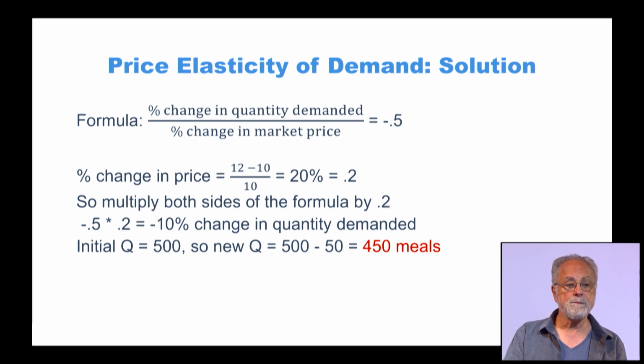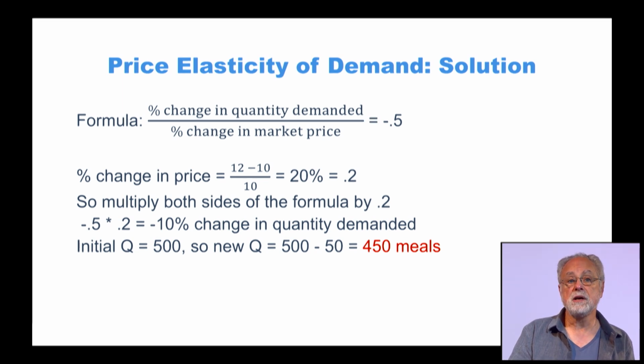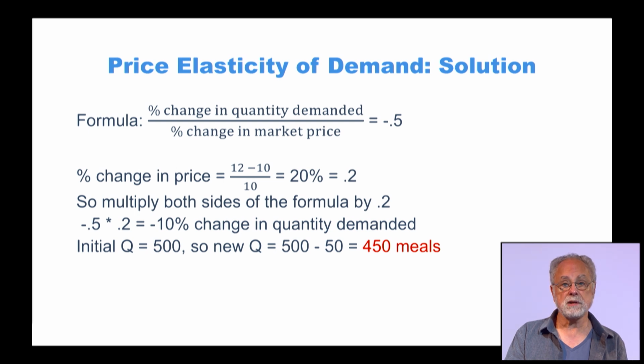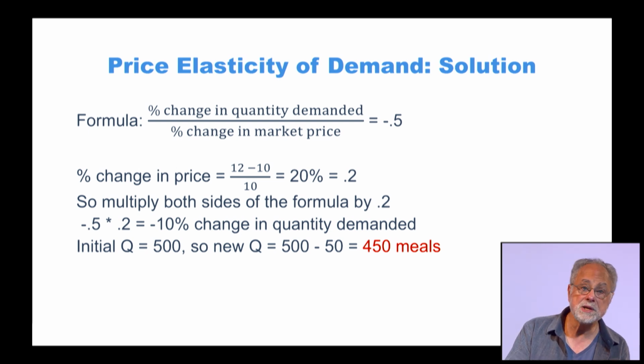And so 0.2 will cancel out on the left side. And on the right side, we get minus 0.5 times 0.2, and that equals minus 0.1, which is a 10% drop-off that you expect in the number of meals demanded. Since the initial number of meals was 500, a 10% drop-off should lead to 450 meals. This is something you should be able to do.